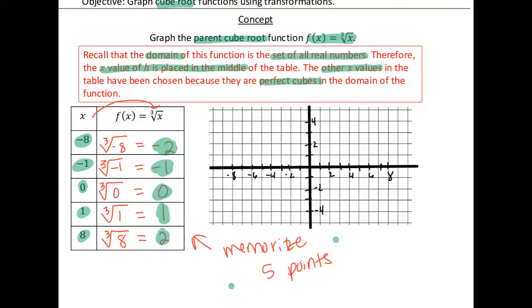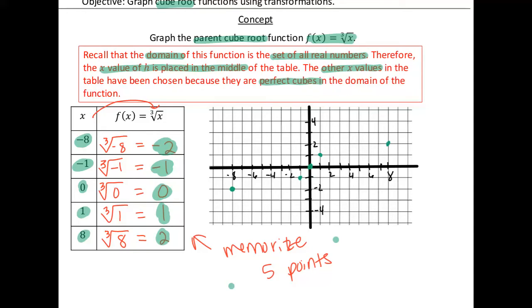Alright, so (-8, -2), you go left 8, down 2. (-1, -1), you go left 1, down 1. (0, 0) is at the origin. (1, 1) is right 1, up 1. And (8, 2), you go to the right 8 and up 2.